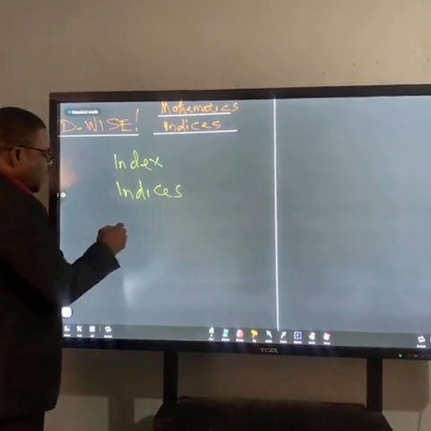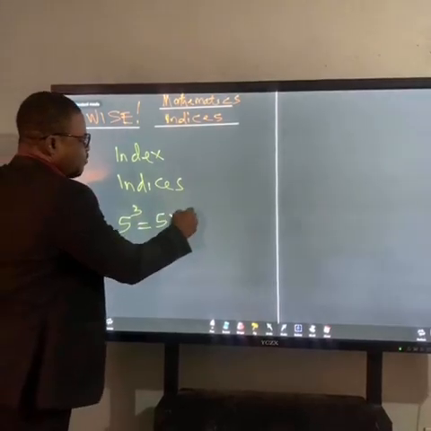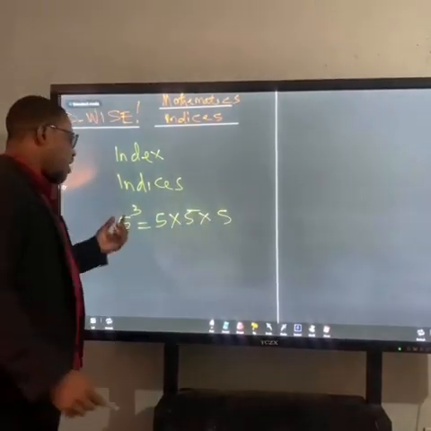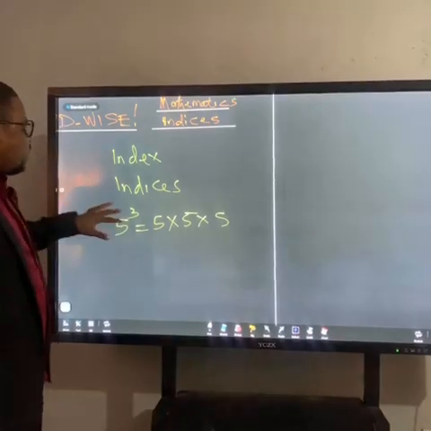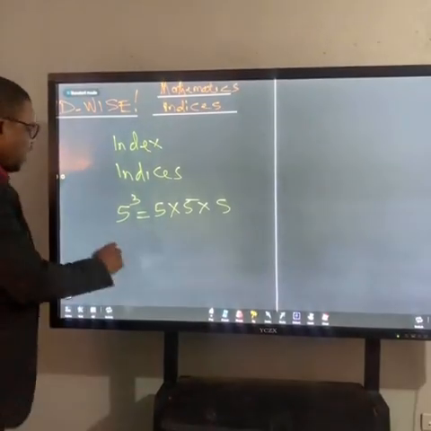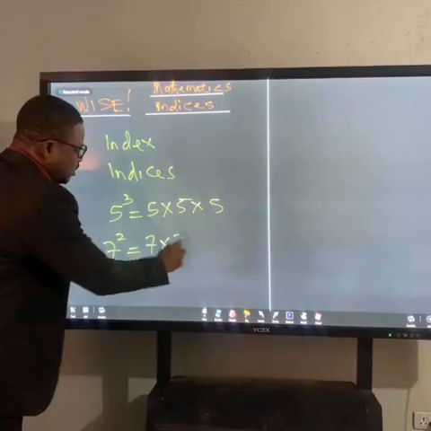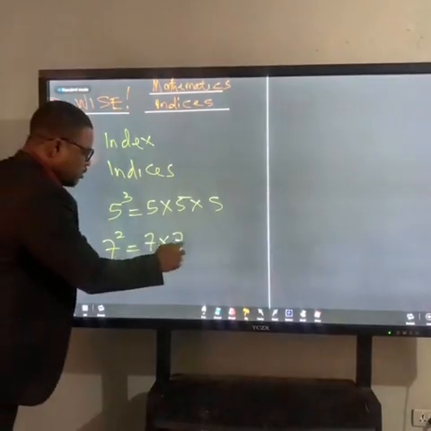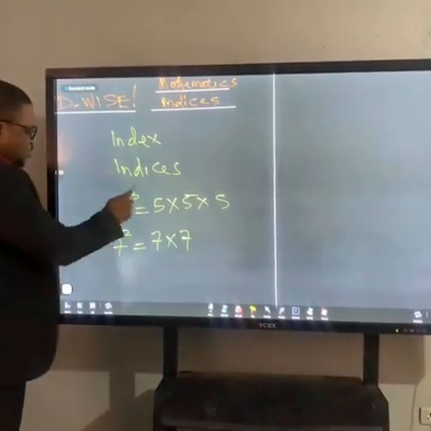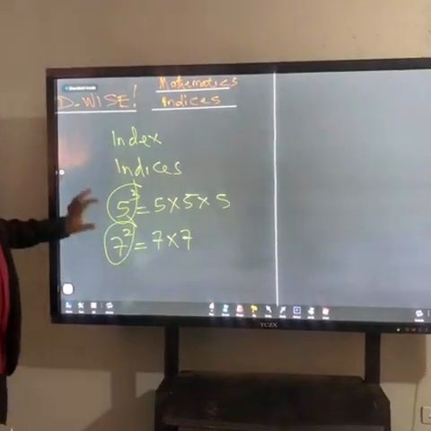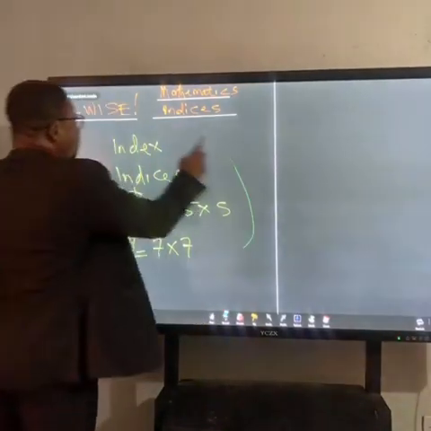For example, if I have 5 raised to the power of 3, this means 5 times 5 times 5. I can call this 5 raised to the power of 3, or 5 to the third power, or 5 with an exponent of 3. If I have 7 to the second power, it becomes 7 times 7. I have 7 two times. This is just basically what I'm talking about. These numbers are index numbers. So both of them are indices.